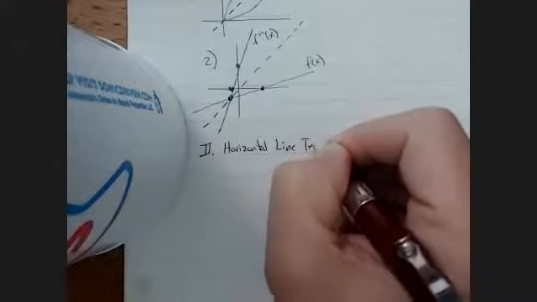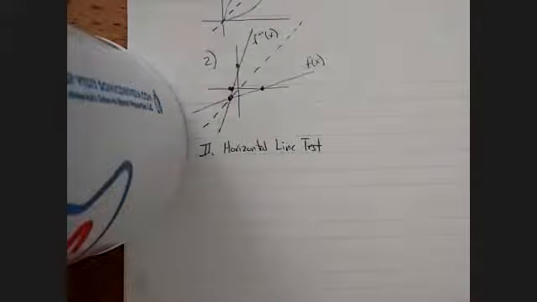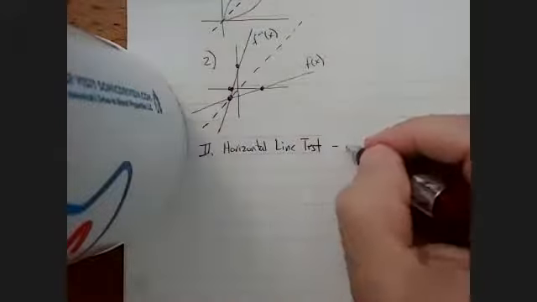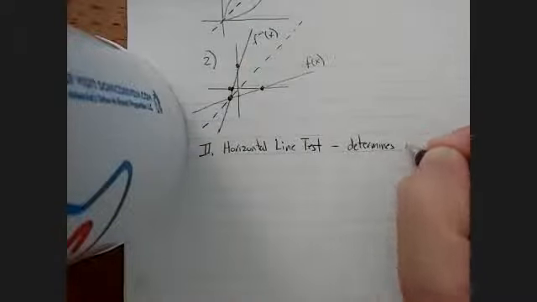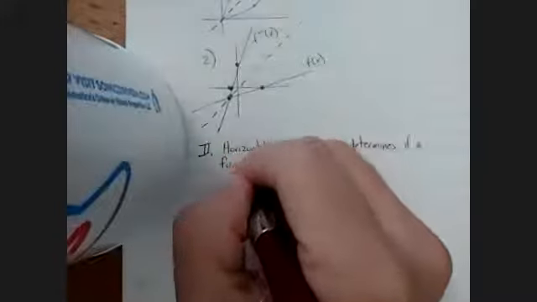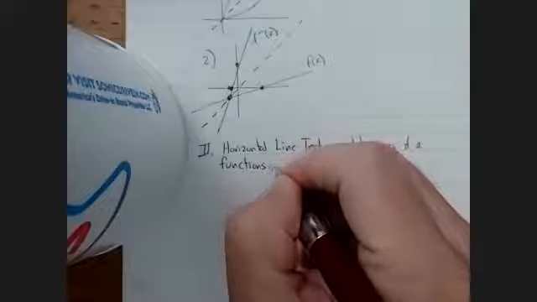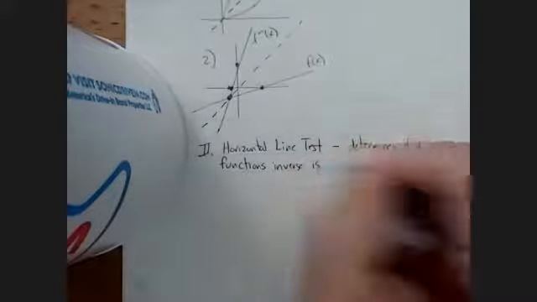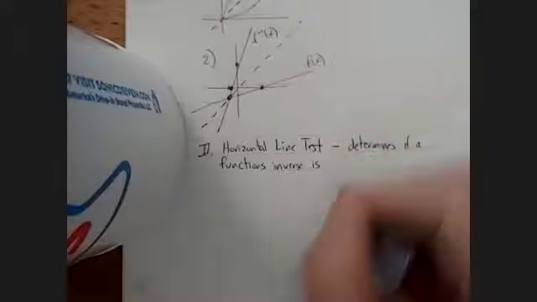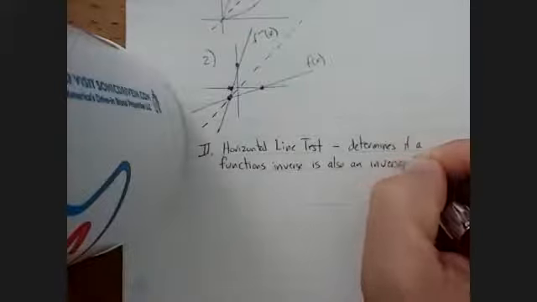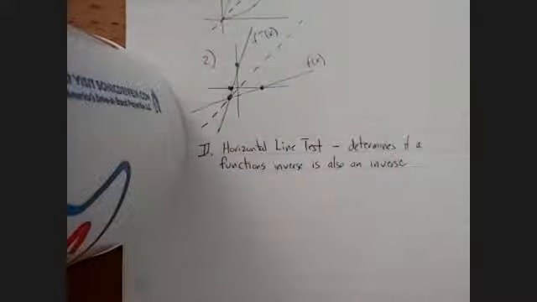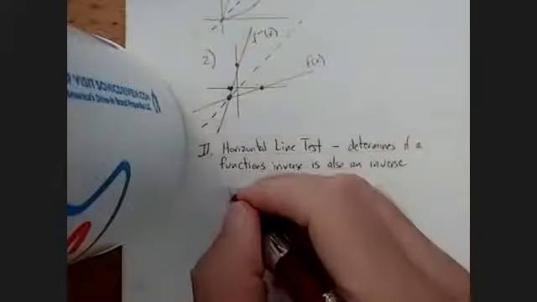All right, Roman numeral 2 is the horizontal line test. Horizontal line test, it works like the vertical line test, but it determines if a function's inverse is also a function. So once you make the flip, is the new relation also a function? Well, you determine that by the horizontal line test.